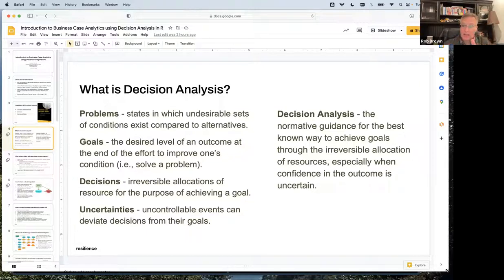Decision analysis is the normative guidance for the best known ways to achieve goals through irreversible allocation of resources, that is, through decisions, especially when the confidence in those outcomes is uncertain. So that's basically what we'll be talking through today: a specific quantitative application of decision analysis. I want to emphasize it will be very high level, though.